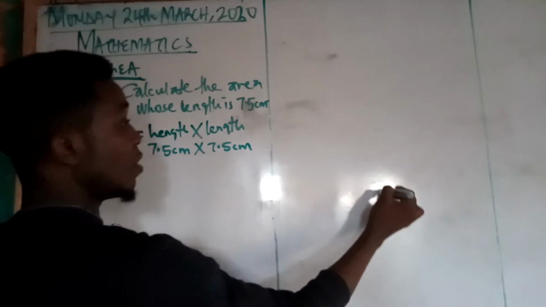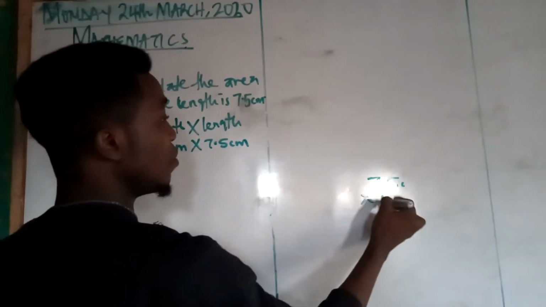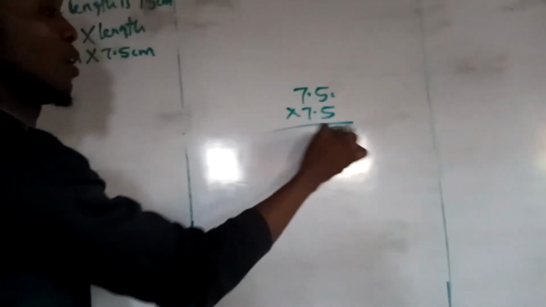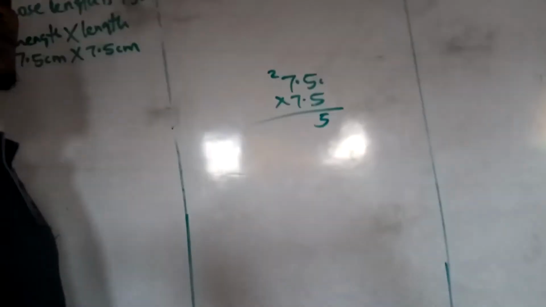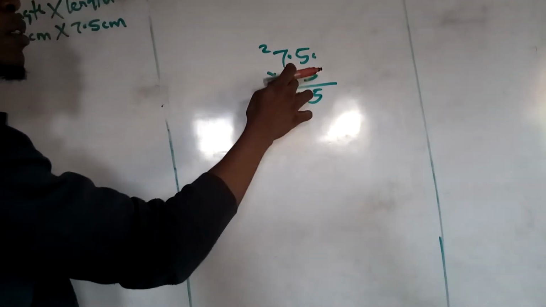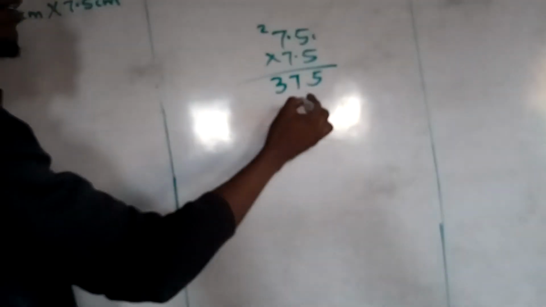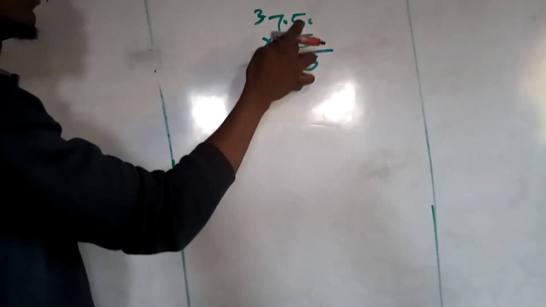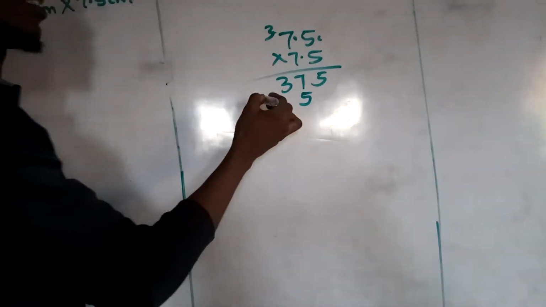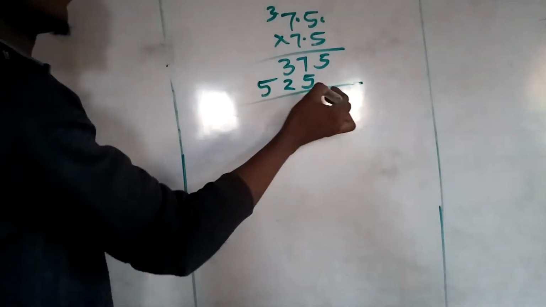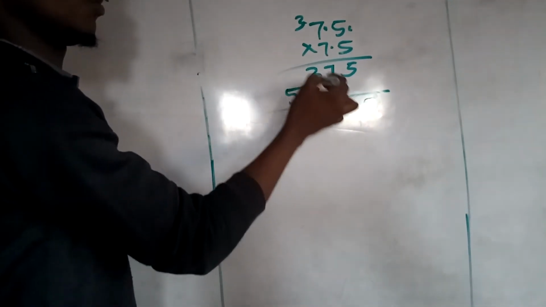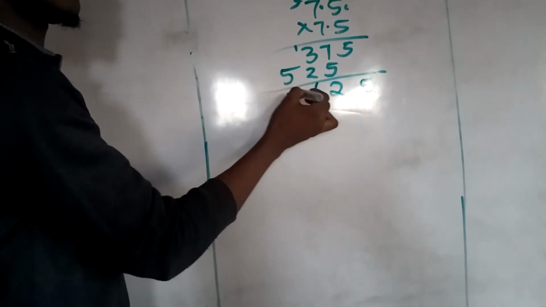Now let's multiply 7.5 centimeters times 7.5 centimeters. 5 times 5, everybody? Right, 25, we write 5 and carry 2. 5 times 7 is what? 35 plus 2, 37. 7 times 5 is what? 35. You write 5, you carry 3. 7 times 7 is what? 49. Plus the 3 you carry, that is 52. Then we add it together. What do I have here? 5. Yes. 2. This is 6 and this is 5.